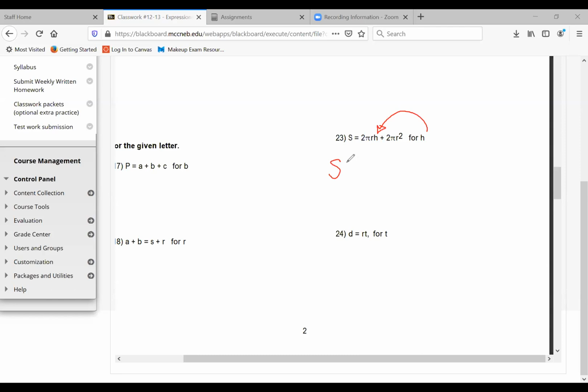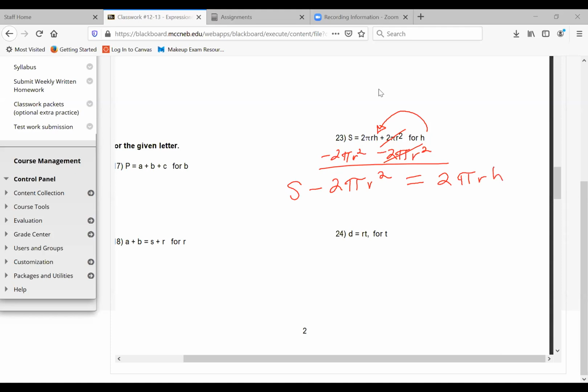So we have S equals 2 pi RH, and actually what we should be doing on both sides, sorry, I'm going to erase my work here. I started writing too soon. S equals 2 pi RH plus 2 pi R squared. Okay, so to get that H by itself, let's leave that term where it is. Let's subtract the other term. So the last term that's written here is the plus 2 pi R squared. Let's subtract 2 pi R squared on both sides. Those cancel out. So now we have S minus 2 pi R squared equals 2 pi RH.